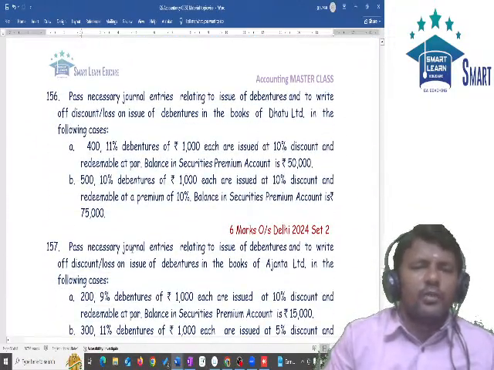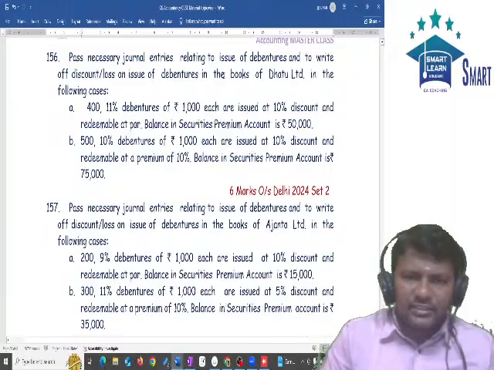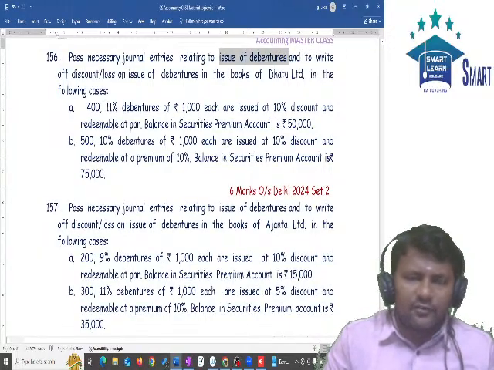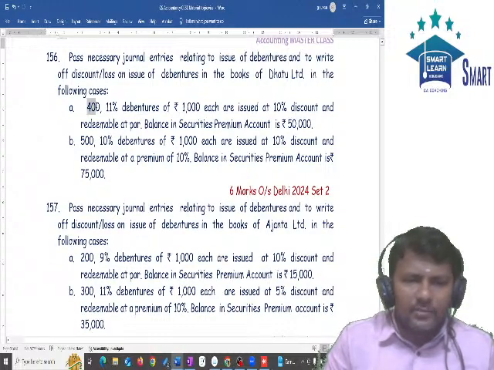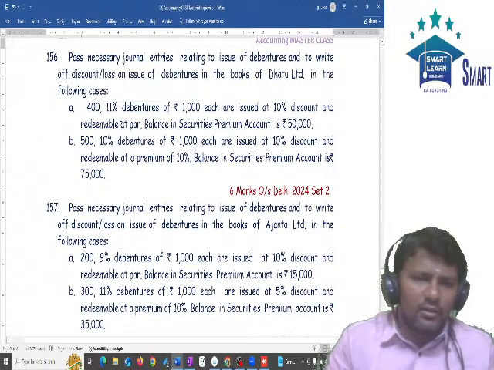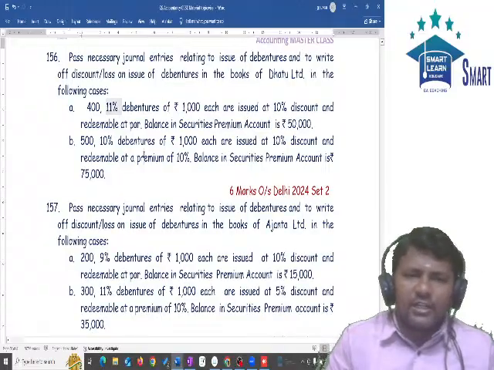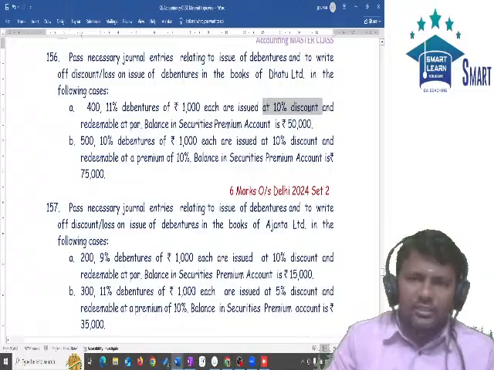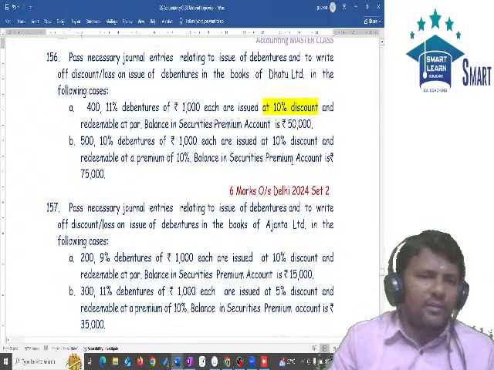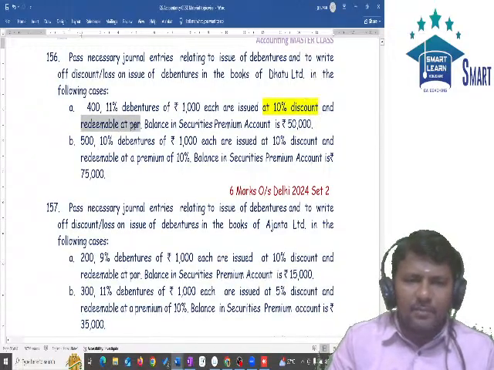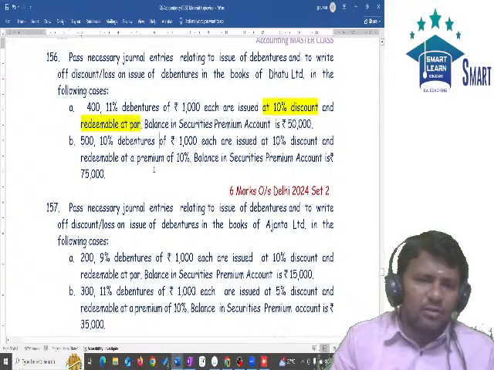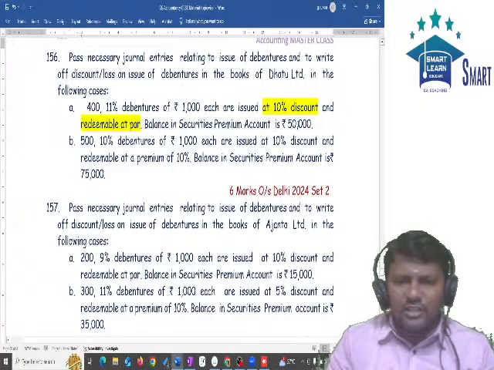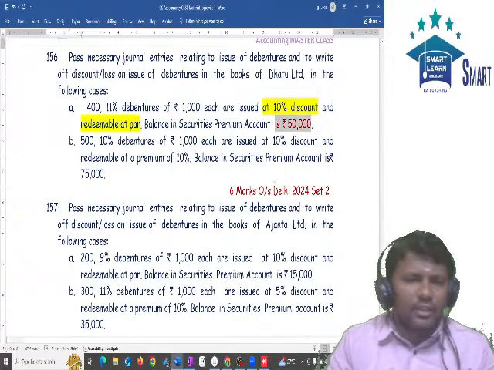Similar question. You are going to pass necessary journal entries relating to issue of debentures, also write off for the entry. Now, the number of debentures is 400, at 11 percent rate of interest, 1000 each. It is issued at a discount of 10 percent, and it is redeemable at par. Also we have a balance in securities premium to the extent of 50,000.